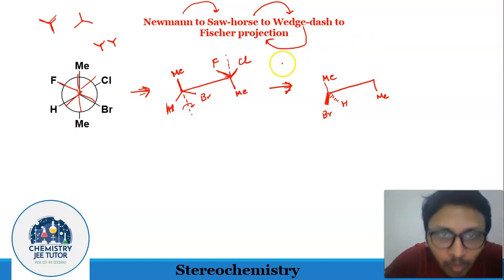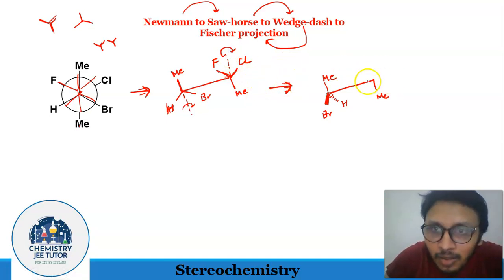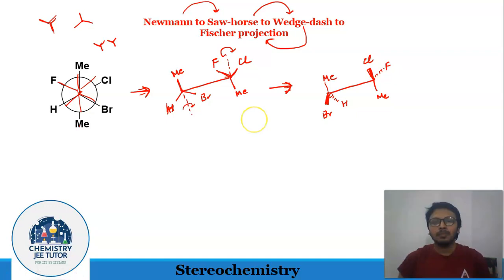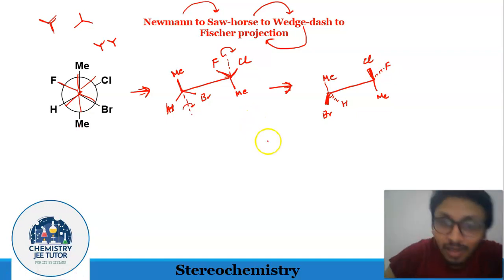Simple enough. What here? What goes on the right hand side? Chlorine is on the right hand side. So where does it go? Above the plane, right? The other part, fluorine, goes below the plane. This is your wedge dash. Simple. Okay, last part, and this is to convert into Fischer.